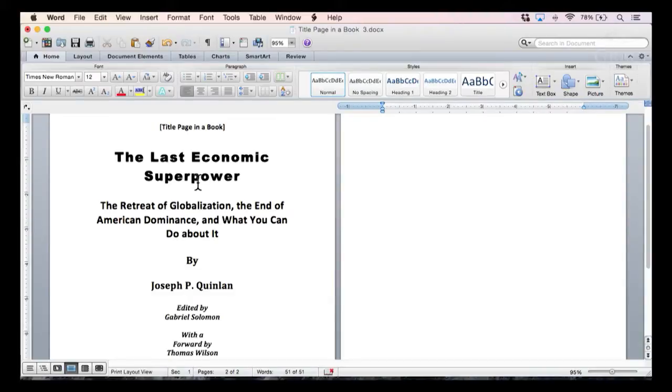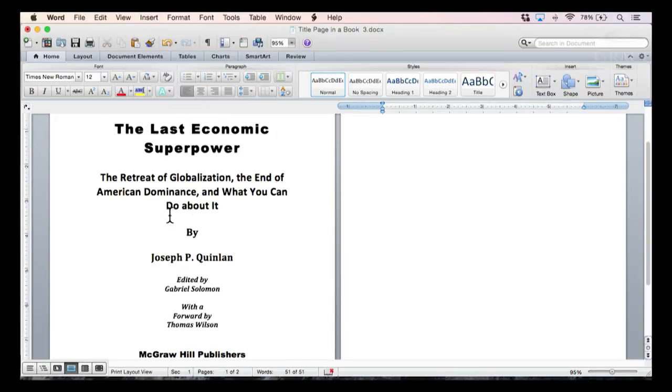So let's take a look at this title page. The first thing on the title page is usually the title of the book, and it's easy to see, and it's almost always in big print. The second thing on the page is often the subtitle, if a book has a subtitle. Now, when you look at the title, The Last Economic Superpower, that's interesting, but it doesn't tell you much about what the book is about. A lot of the time, if a book has a subtitle, it's to give you the gist of the contents. So subtitles are very important, and it's best to put them into your bibliographic citation too.